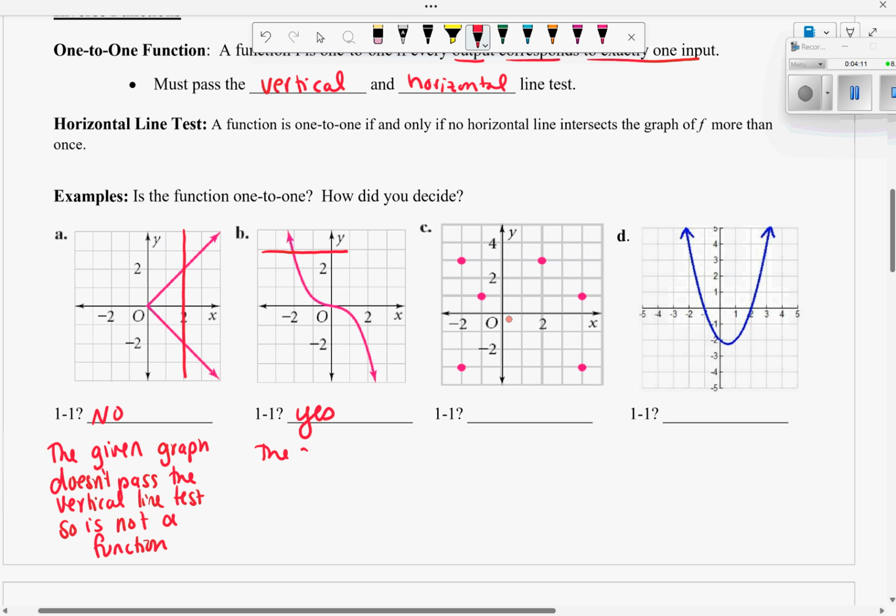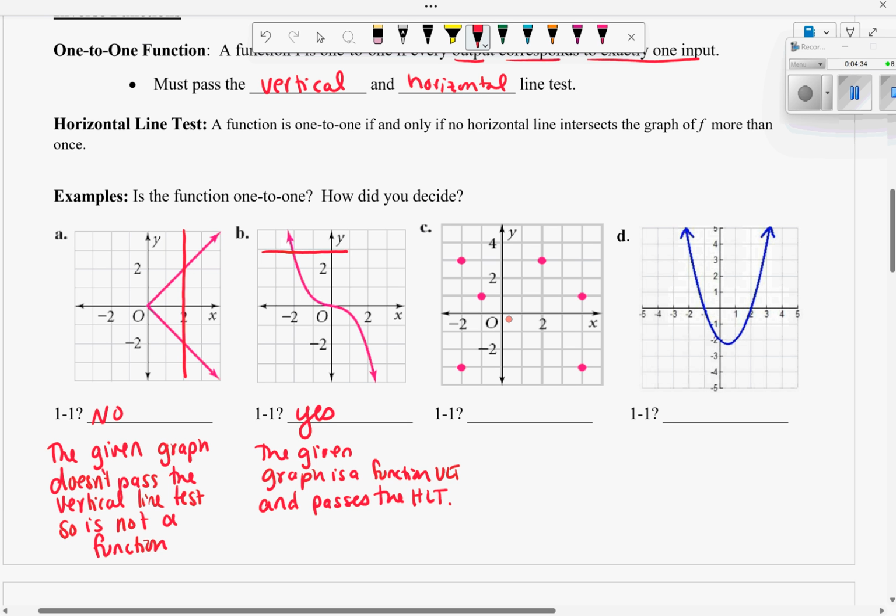So the given graph is a function. It passes the vertical line test and passes the horizontal line test. So it is 1 to 1.